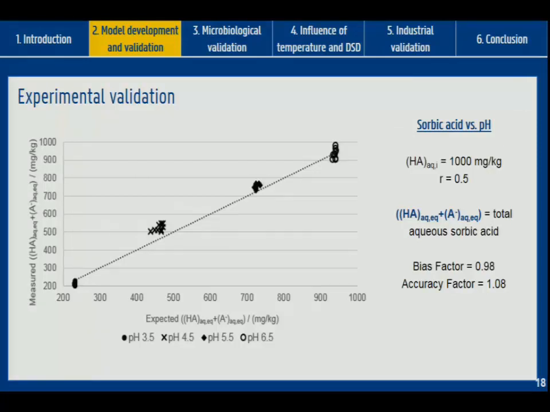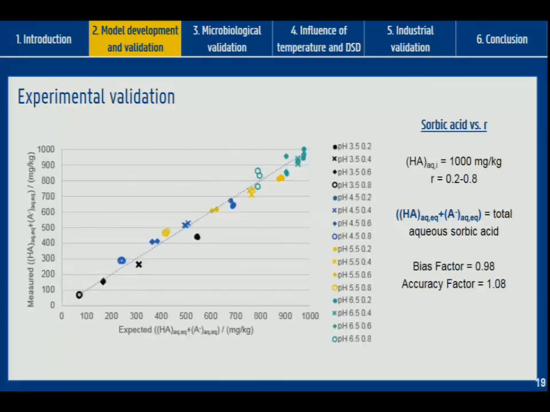Now, you see that the experimental points are well placed around this line, which means that our model is in very good accordance with what was predicted. Also, this means that sorbic acid distribution can be well explained by change in pH.